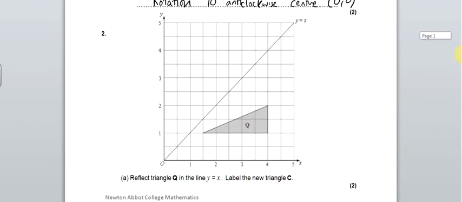Question 2. It's a reflection question. Reflect triangle Q in the line y equals x. Well, this is the line y equals x, so you can tell us. Sometimes you have to draw it.